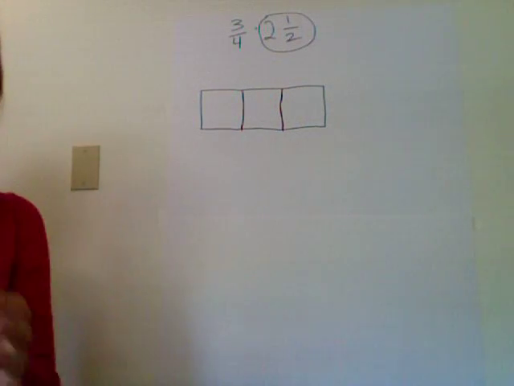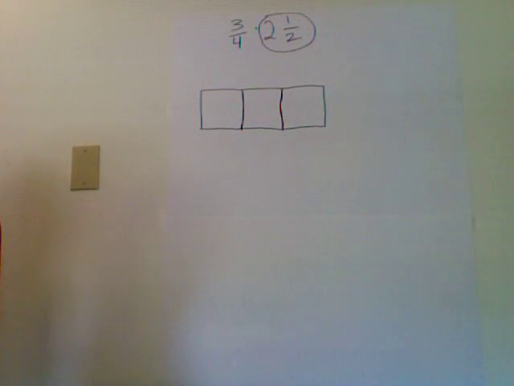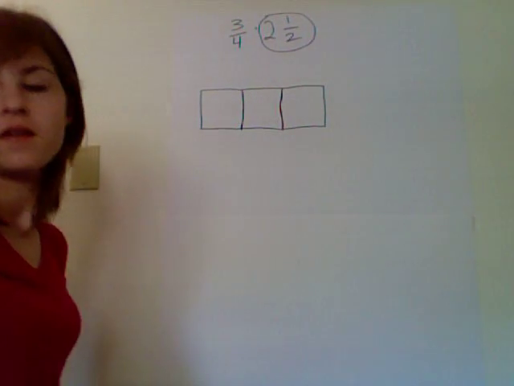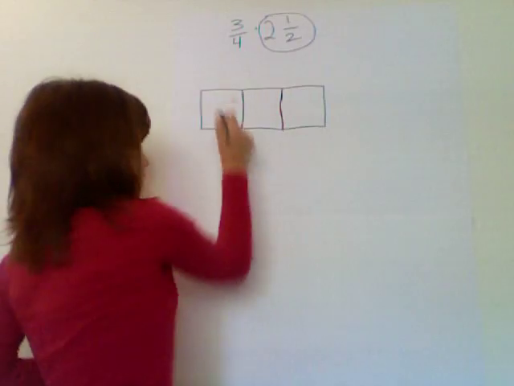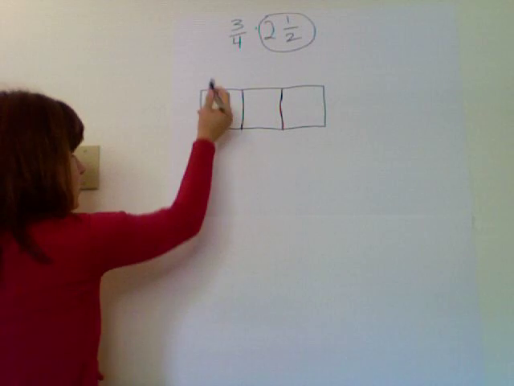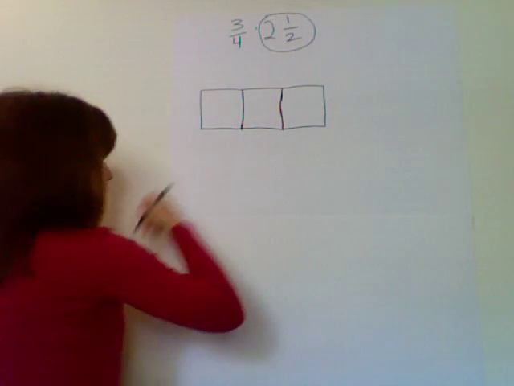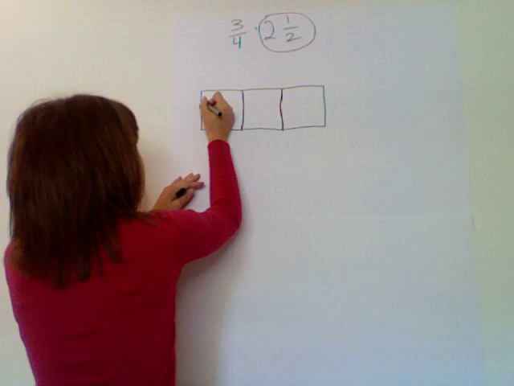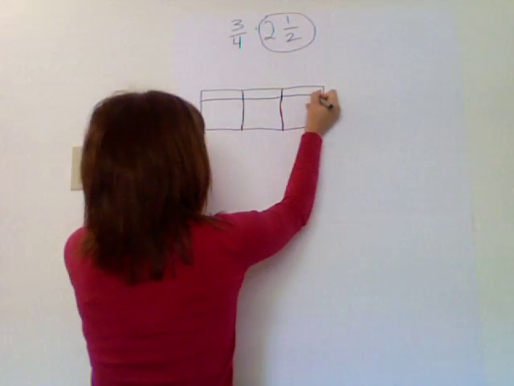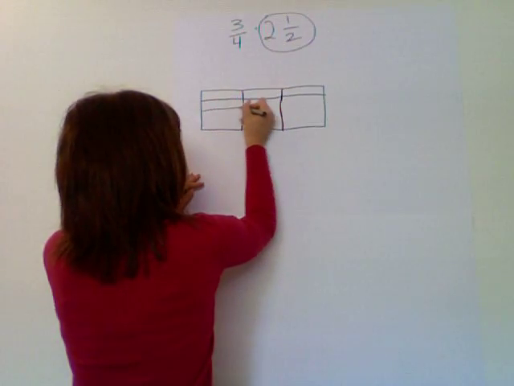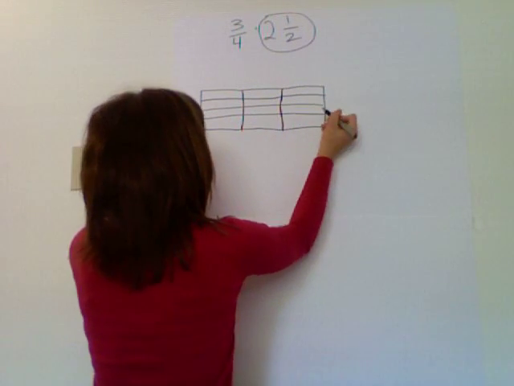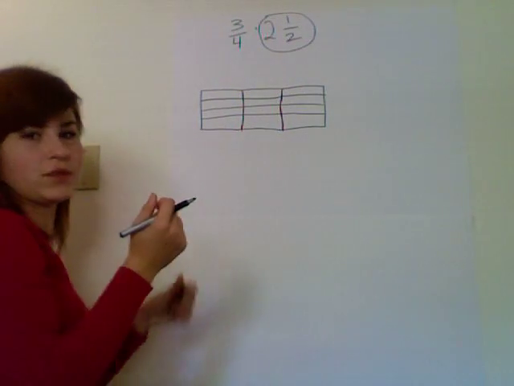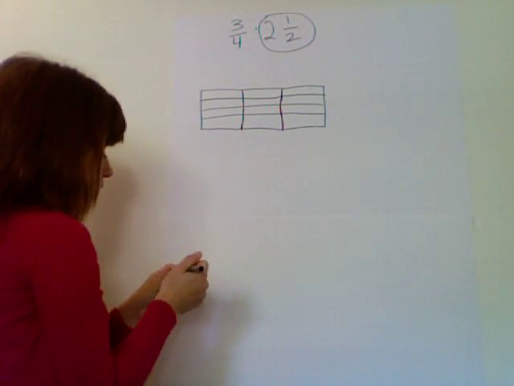Okay. So now, this 3/4 tells us we need to break the squares into fourths. So we can do this by drawing 3 horizontal lines through all 3 squares. 1, 2, 3. Pretend those are even.